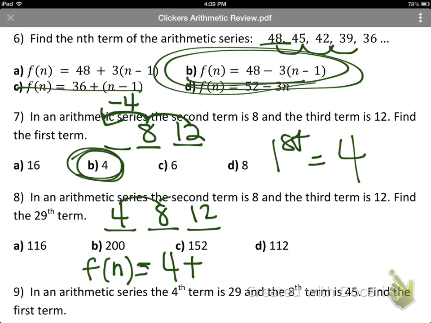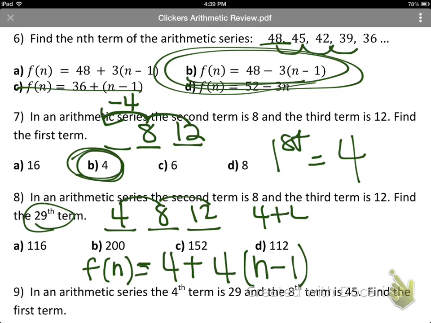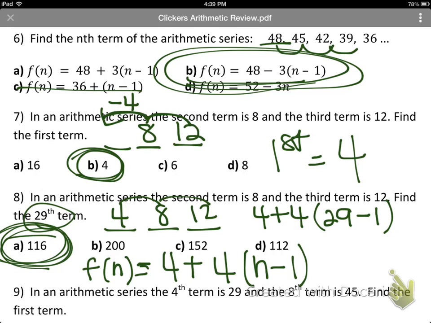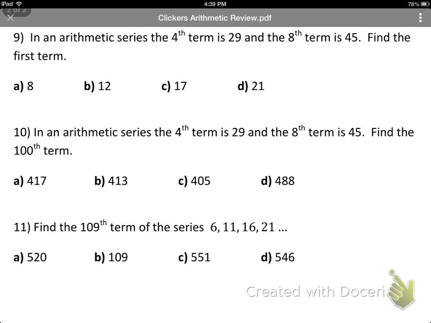We know the pattern is going up 4, so I'm going to have another 4 here. And n minus, again, I used the first term, so I'm going to minus 1. So now I'm going to plug in 29. So we've got 4 plus 4, plugging in 29 minus 1. And the answer to this one is going to be A, 116. Okay, we've got the fourth term, 1, 2, 3, 4 is 29, 5, 6, 7, 8, 9. So the eighth term is 45 here.